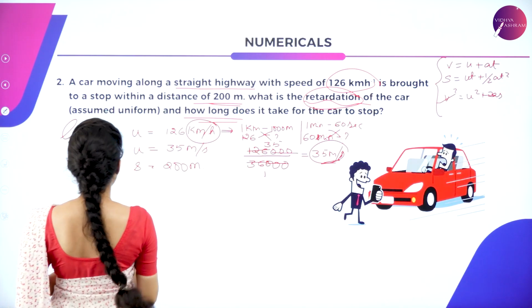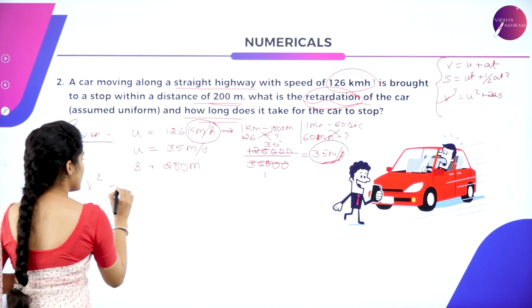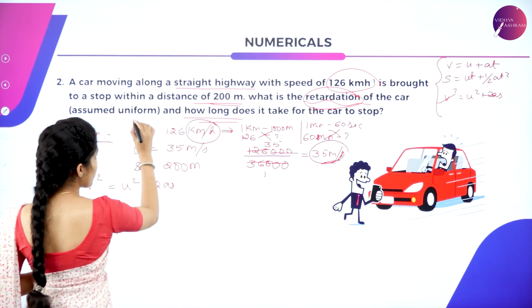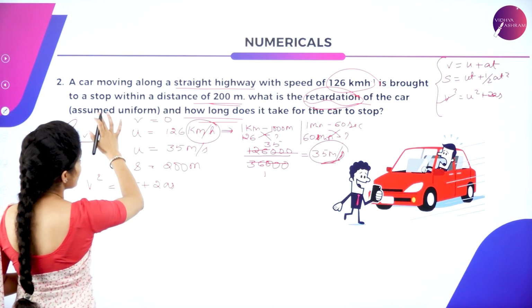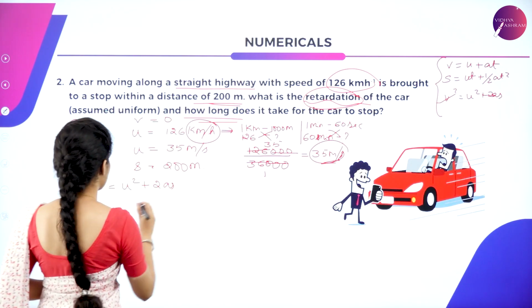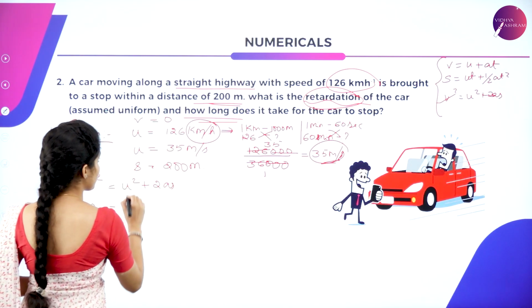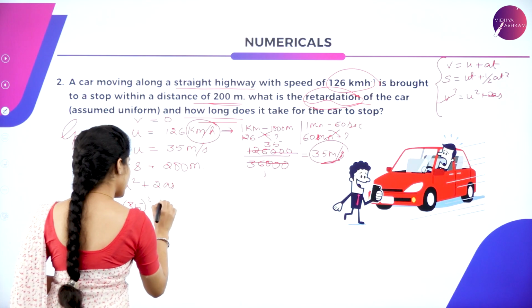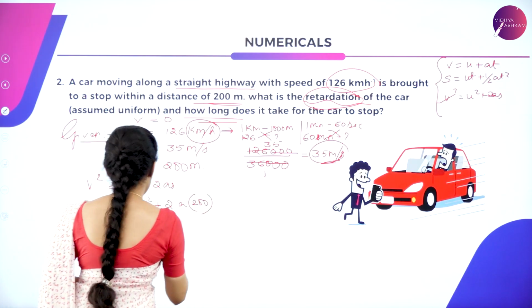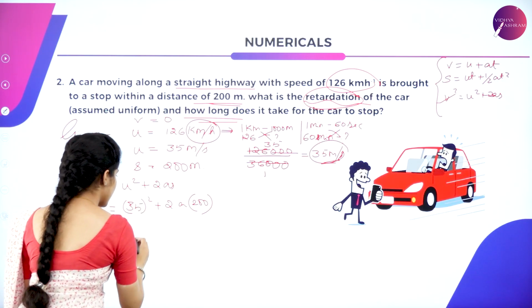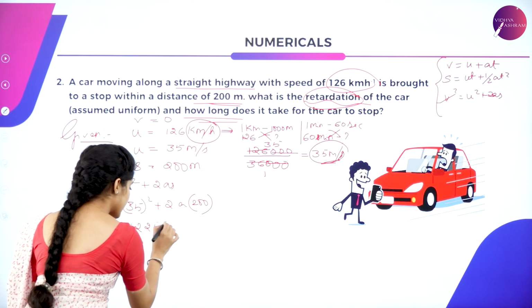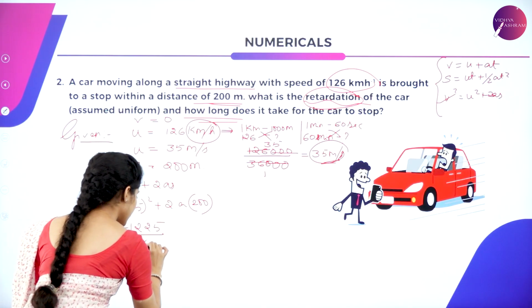So consider the third equation of motion. You are giving it as v square is equal to u square plus 2as, where your v is equal to 0 because the brakes are applied and the car is made to stop. That is the final velocity, which is 0. So substitute 0 is equal to 35 the whole square plus 2 into a into s, which is 200. So a is equal to minus 35 the whole square, which is 1225, that is minus 1225 divided by 400.